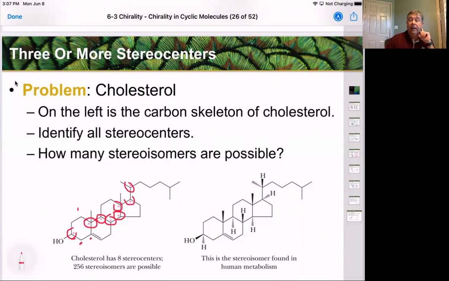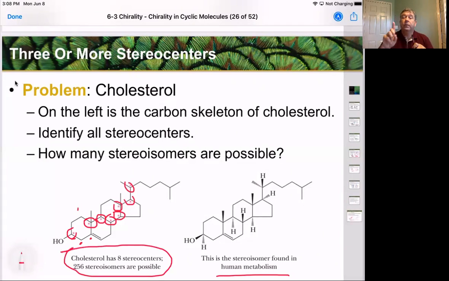stereoisomers possible. However, the only stereoisomer that we have in our human body is this particular 1 stereoisomer. It's the only one that's biologically active. So that's very interesting. Even though we have the possibility for 256 possible stereoisomers, only 1 is metabolized by the human body.